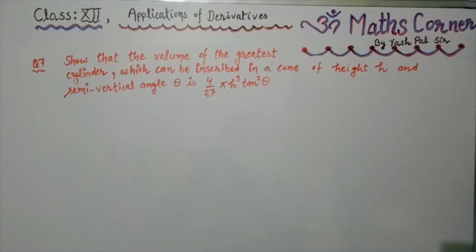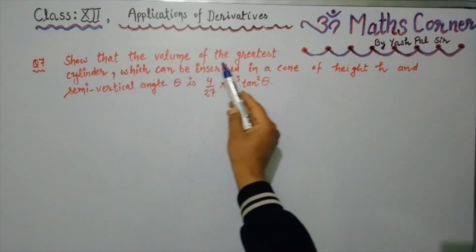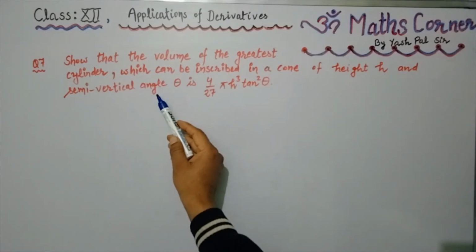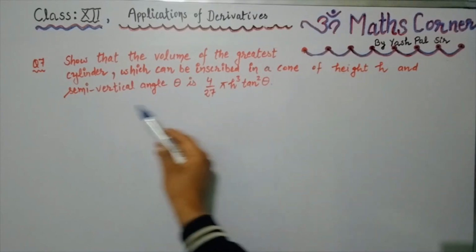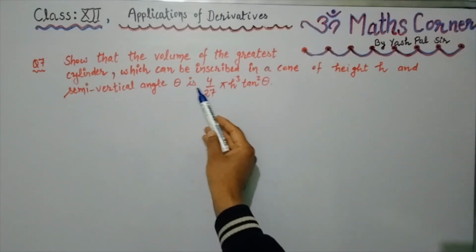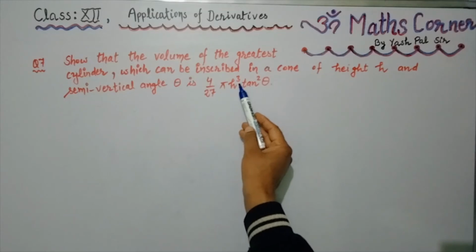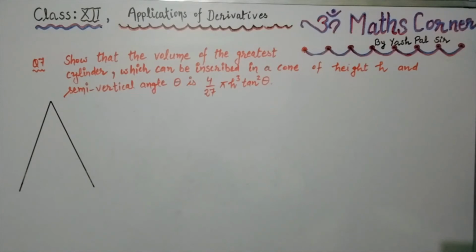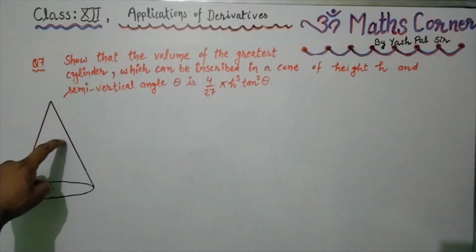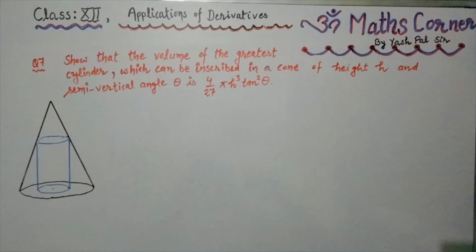Question number 7. Show that the volume of the greatest cylinder which can be inscribed in a cone of height h and semi-vertical angle theta is 4 upon 27 pi h cube tangent square theta. First of all, we construct the cone. This is the cone, this is given, and the cylinder is inscribed inside the cone, this way.